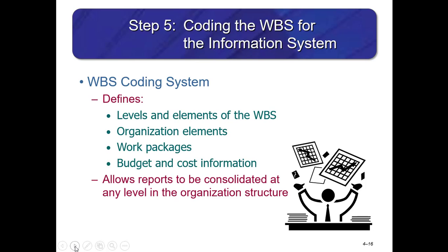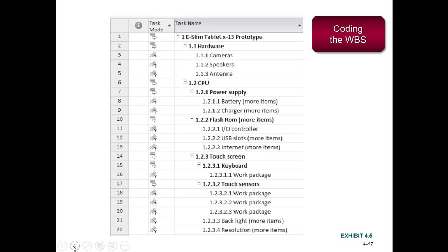For the project information system, the WBS coding system defines the level and elements of the WBS, organization elements, work packages, and budget and cost information. It can be used to consolidate reports for any level of the organization. So this sample image shown here is from Microsoft Project. You can see the various WBS levels from the top level all the way down to some of the sub-deliverables. So there would be various deliverables and work packages under each level, but this is only showing 3 levels.